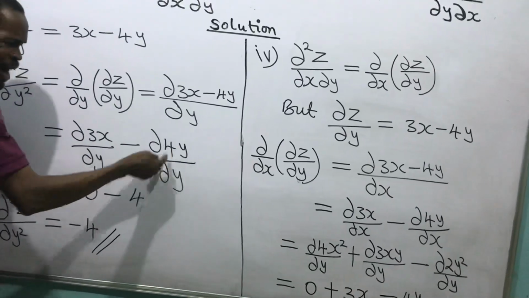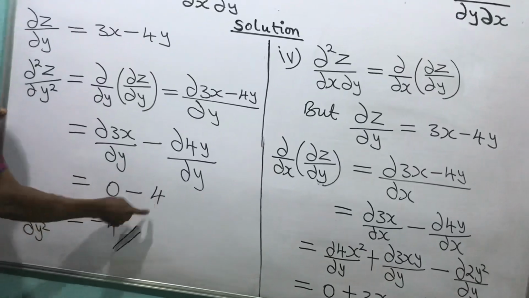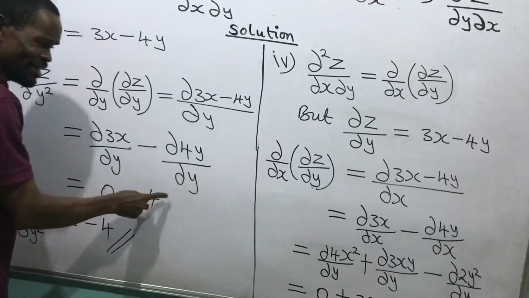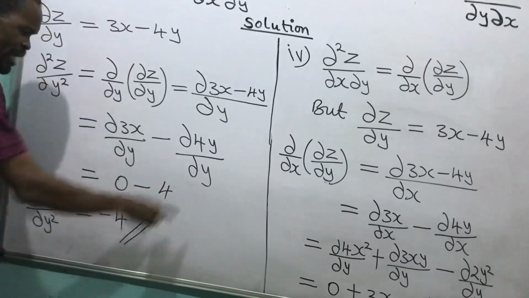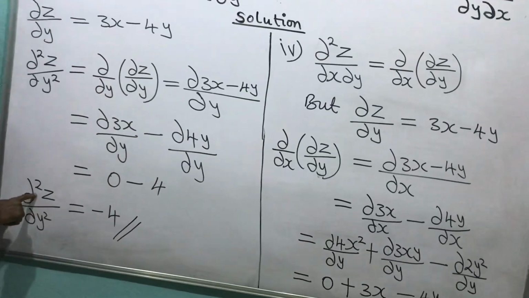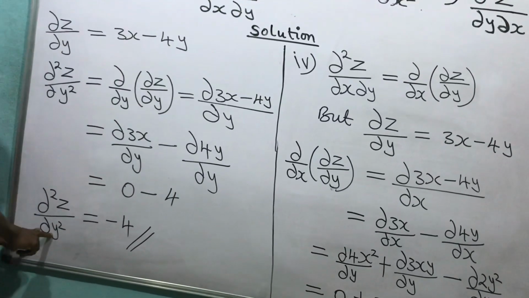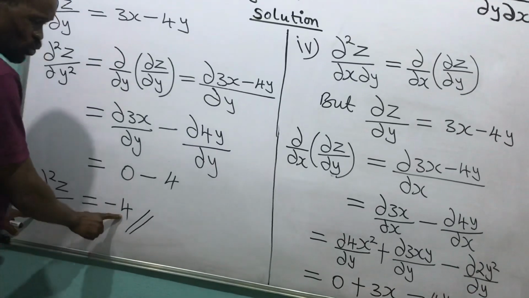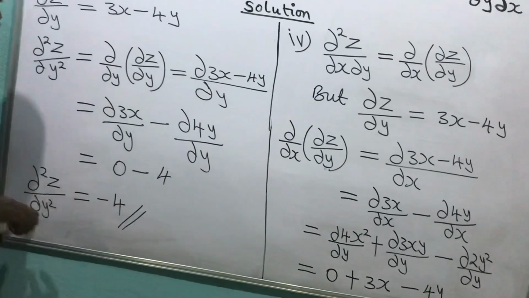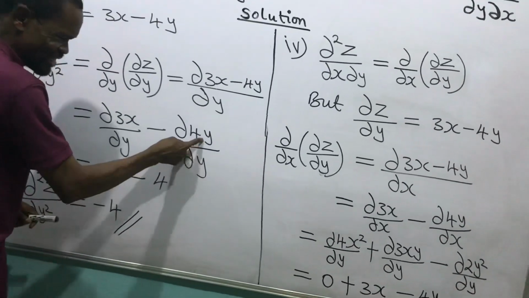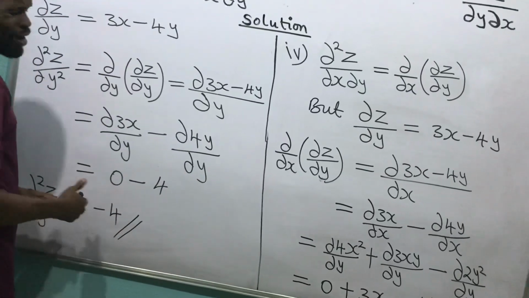Then 4y with respect to y will give me 4. Remember, 4y with respect to y will give me 4. Then my answer is that the second derivative of z with respect to y is equal to minus 4, because this is a minus 4. And somebody will ask, how did I get this? Differentiating this will give me 4. How did I get it?